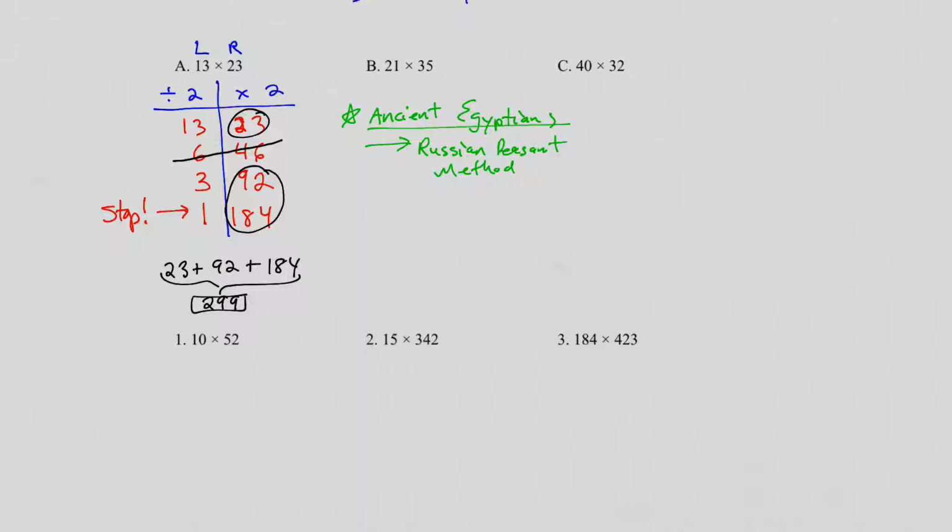Okay, so why don't you try letter C here and see how you do. Let me get it set up for you. So we're going to do our chart. Divide by 2 on the left, multiply by 2 on the right, and rewrite our numbers here. Okay, so pause the video, go ahead and repeat the process, and add up the numbers on the right that you don't cross out, and see how you do.